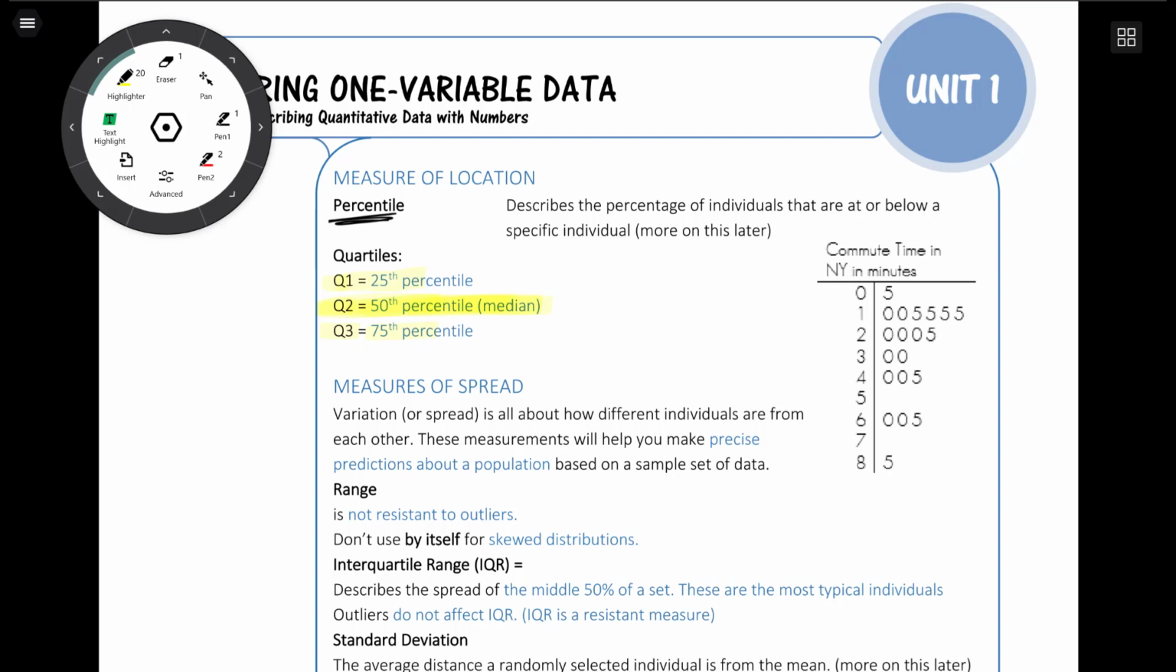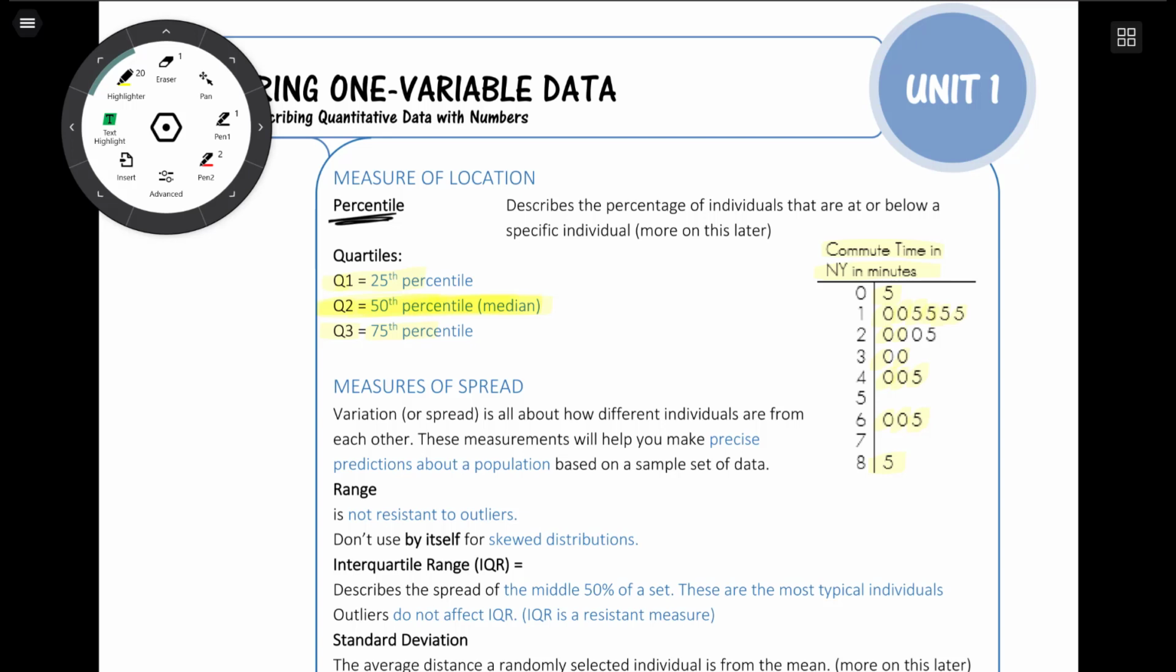Now, one way that we can start to identify where each of these are in a distribution, especially if you've got all of your information, is you can start, again, crossing off lowest to highest. So let's do that when we look at this one, the commute times of a few people in New York in minutes. How long does it take them to get to work? Well, we start off by looking at our lowest value, highest value, and cross it off. Lowest, highest, lowest, highest, and so on.